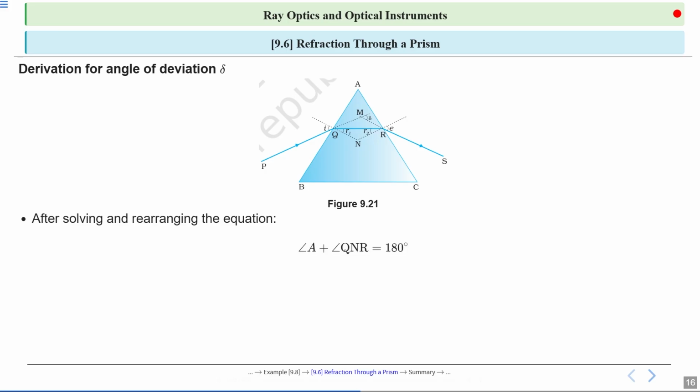So after solving and rearranging the equation, we see the equation angle A plus angle QNR equals 180 degrees. This equation is derived from the geometry of the prism and the angles formed by the light's path. It's essential to grasp how these angles interact to affect the light deviation. Now let's consider the triangle QNR. This triangle is formed by the refracted light within the prism. Understanding the angles within this triangle is key to deriving the angle of deviation, as they directly influence the light's path.